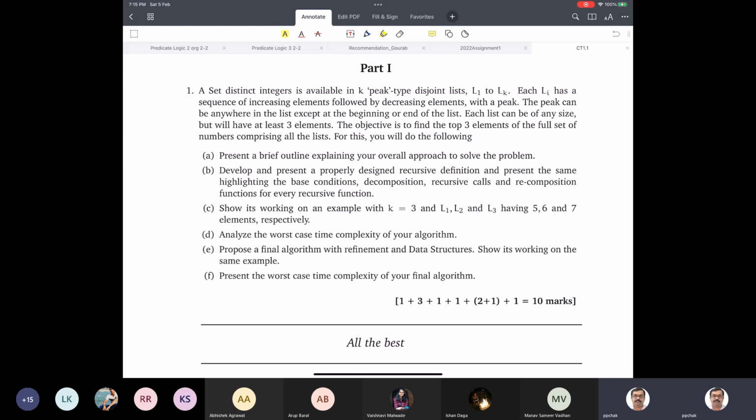Did you find this problem in Geeks for Geeks or somewhere else? Anybody? Is it there somewhere? I made up this problem, by the way.